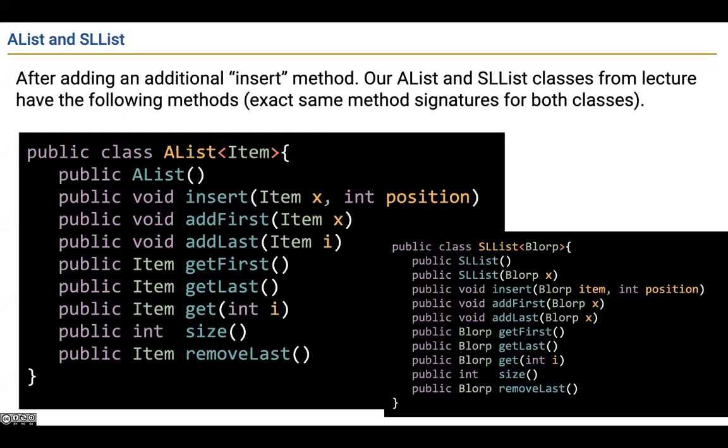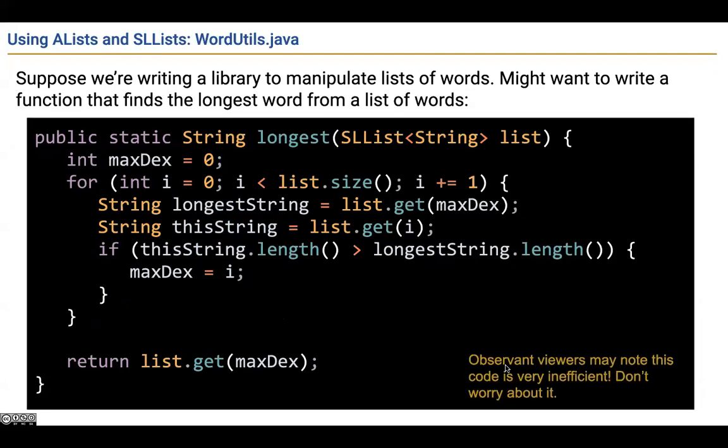I'll get to that. So, A list, it's beautiful. It has these methods. S list is beautiful. It has basically the same methods. So let's see how someone in the real world might use these classes that we built.